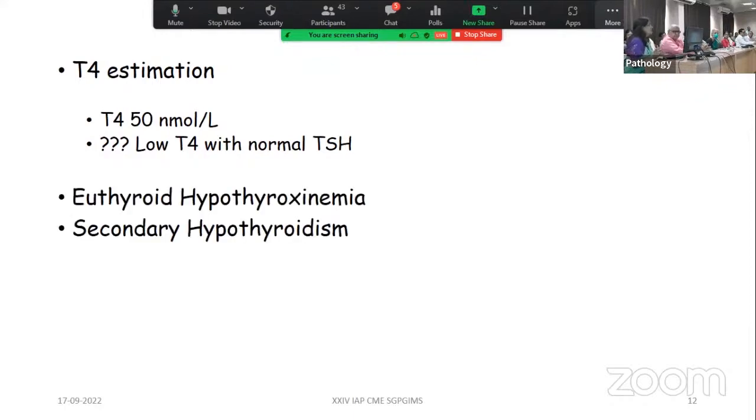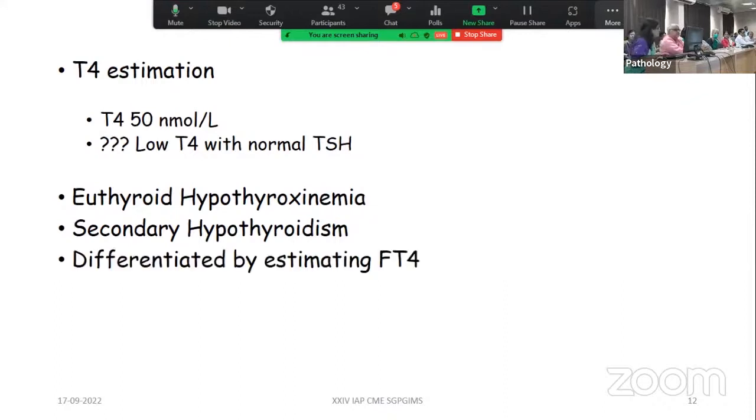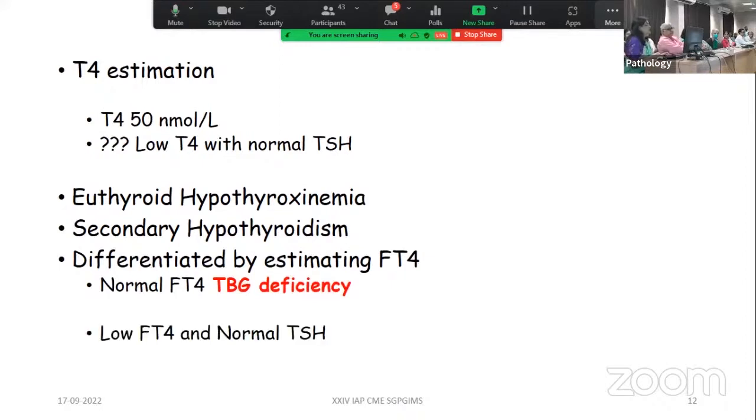Two conditions. Euthyroid hypothyroxinemia. As I said, TBG is the predominant protein which binds T4. If you have any condition which leads to decreased TBG, the total T4 will be low. But then you can differentiate by estimating a free T4, which will be normal in a patient who has TBG deficiency. But a low free T4 and a normal TSH would point towards secondary hypothyroidism because the TSH is low, that is why the free T4 is low. And this normal TSH is an inappropriate TSH for a low free T4.